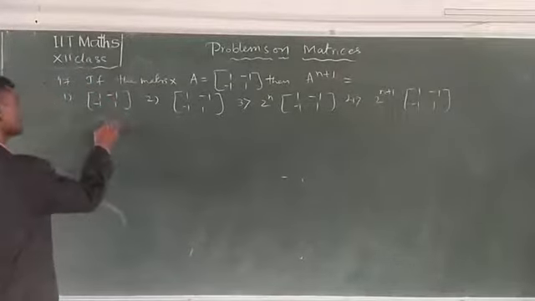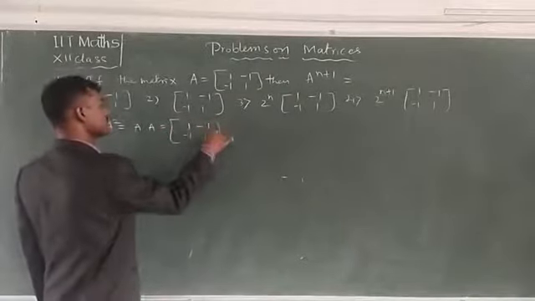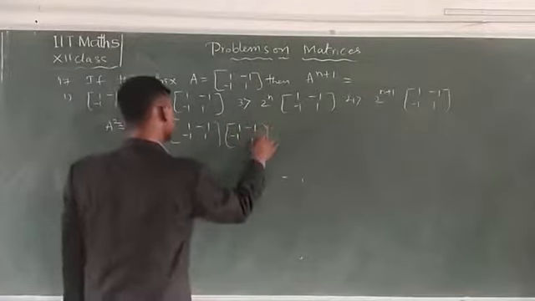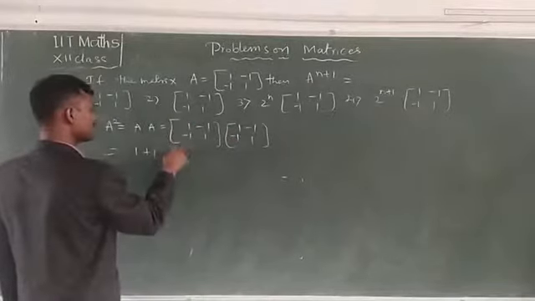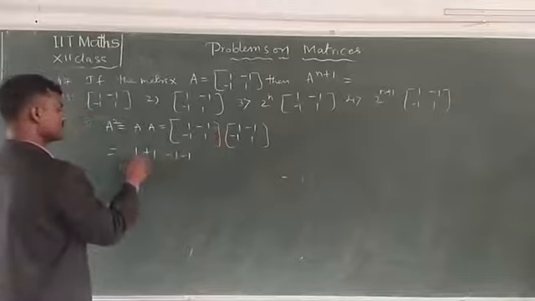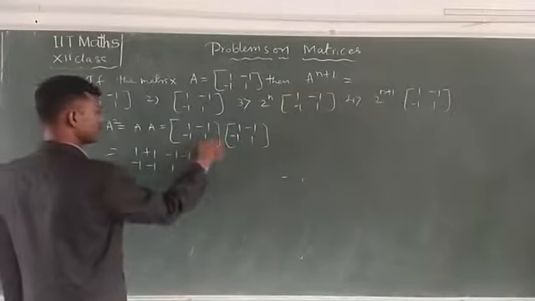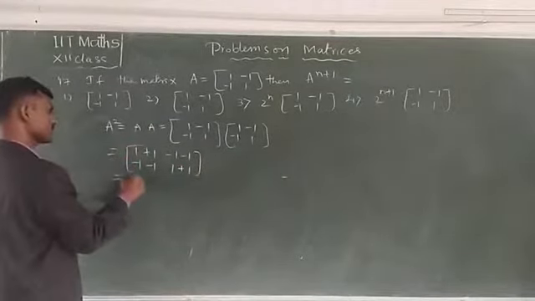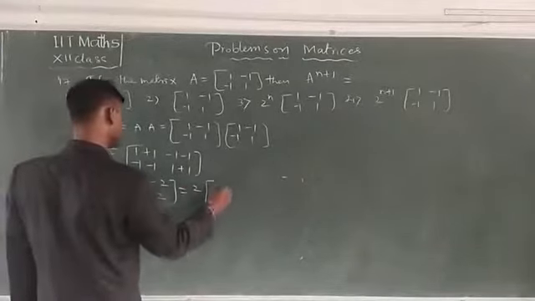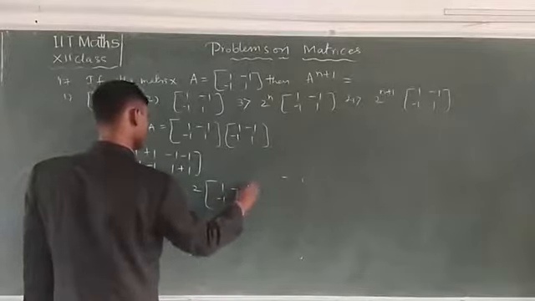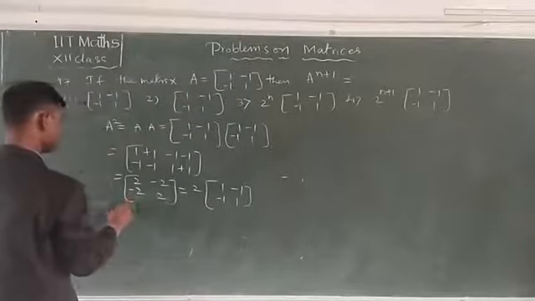See here, first we have to find A square, which is A into A, equal to [1 -1; -1 1] into [1 -1; -1 1]. Now multiplying: 1 into 1 is 1, 1 into 1 plus 1, 1 into minus 1 is minus 1, and so on. Now this is [2 -2; -2 2]. Taking 2 common, we get 2 times [1 -1; -1 1]. Actually this is A, so this is written as 2A.